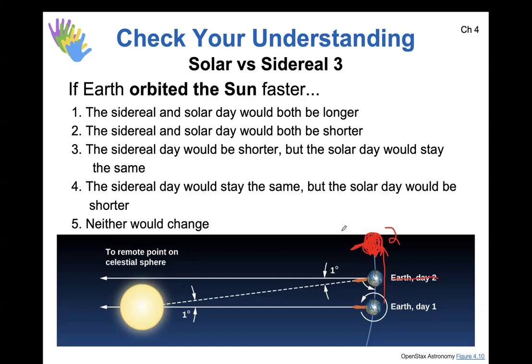Well, what if that extra rotation was 2 degrees instead of 1 degree, because we were moving twice as fast around the sun? Well, in that case, and this is day two, right? Not just coincidentally matching, 2 degrees. In that case, the solar day would be longer than it currently is because we'd have to turn even more to face back to the sun. Does that help?